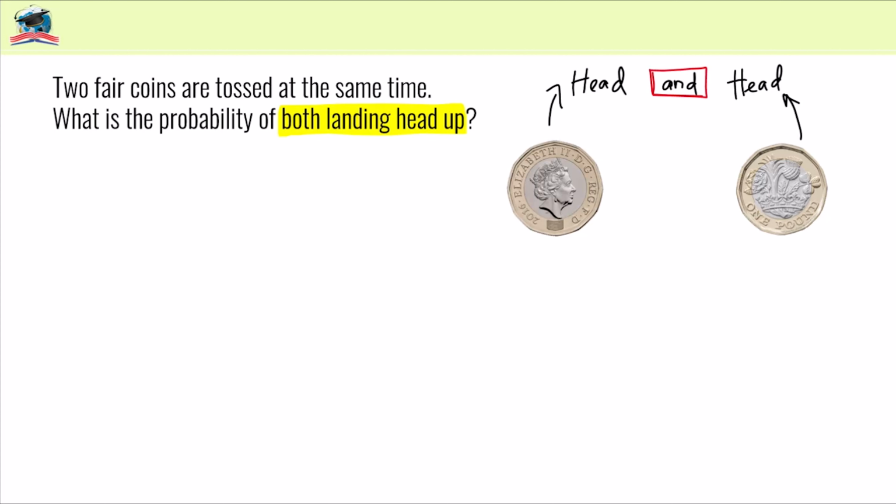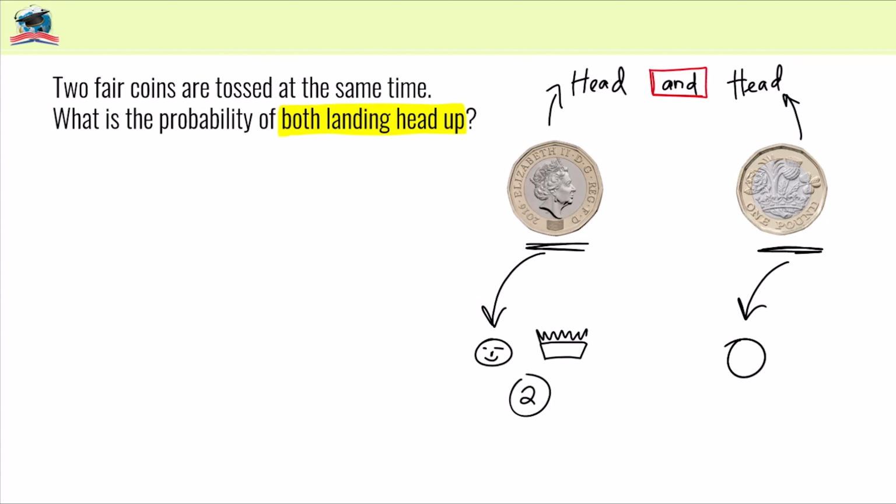Now, if you toss this coin here, this is coin one, this is coin two. Remember, you're tossing them at the same time. This one will land either on a head or a tail. So these are the two options you can get here. And when you toss this one also, you can either get a head or a tail. So you also have two options here.